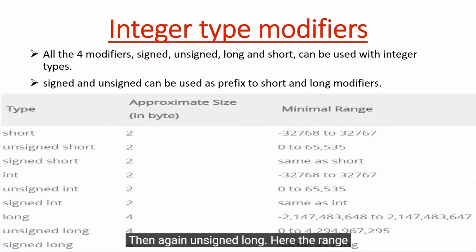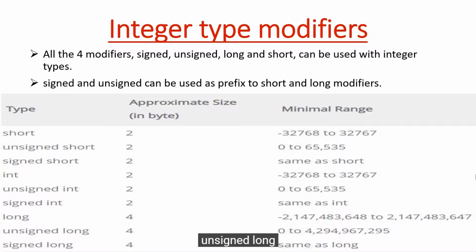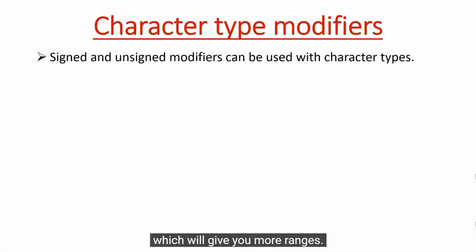Then again, unsigned long: here the range starts from 0 to this value, a very long value. Then again we have signed long, which is also the same as long. If you are sure your data will be very large, then you can go for long or unsigned long, which will give you more range.